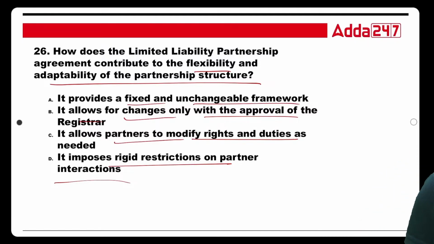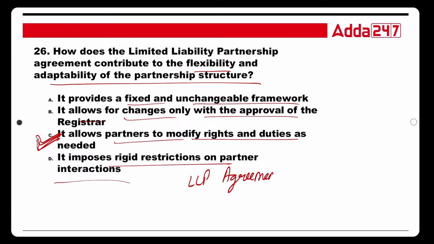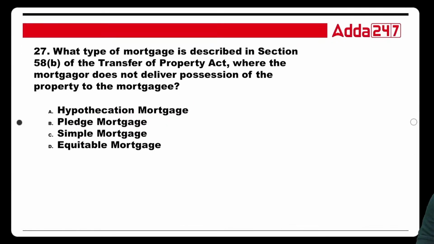So class, as we know, the LLP agreement is an important thing. It allows partners to modify the rights and duties as needed. So C is the right answer for this question. The LLP agreement is the important document.